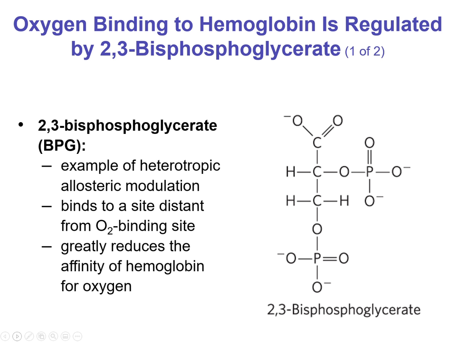Something else that we can talk about in terms of modulating the binding activity of hemoglobin is 2,3-bisphosphoglycerate. That is a bit of a mouthful. Usually it's abbreviated BPG. This is an example of a heterotropic allosteric modulator. It binds to a site that is far away from the oxygen binding site, and it reduces the affinity of hemoglobin for oxygen. BPG is something you're going to see again when we cover glycolysis. It is actually one of the metabolites in the process of glycolysis.